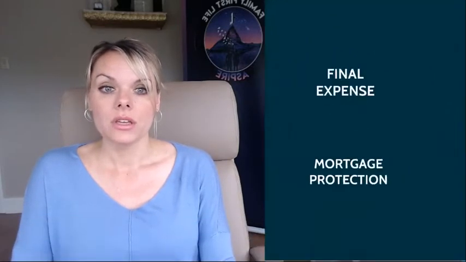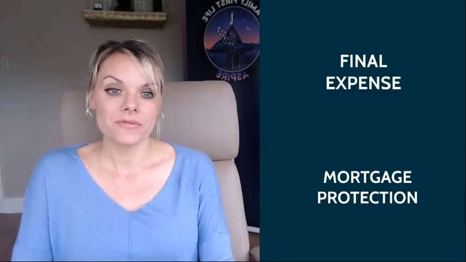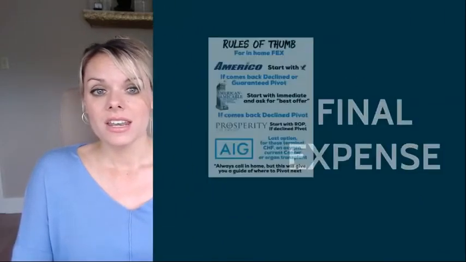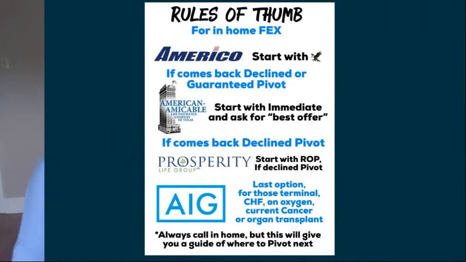Now, what carrier? What carrier are you going to use? So we're going to get into two different avenues of this: final expense and mortgage protection. Now, with final expense, rules of thumb for in-home final expense. You want to always start with Americo. It's one of the easiest ones to become approved. If it gets declined or it pivots into a guaranteed issue, you're going to want to pivot to a different carrier. You go with American Amicable or Prosperity, always starting with the immediate coverage, but trying to go for best offer. As a last option, you'll do AIG.